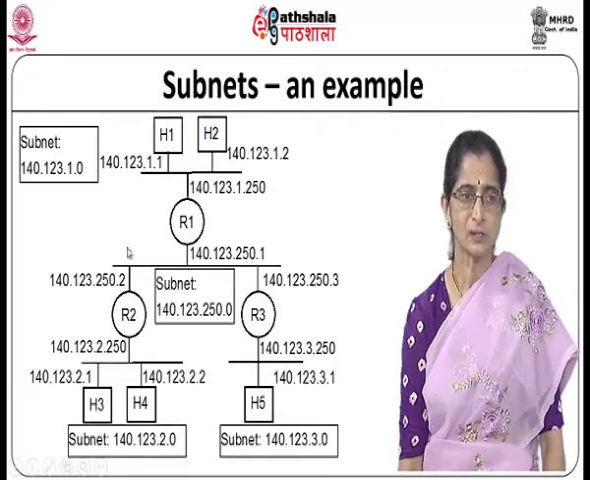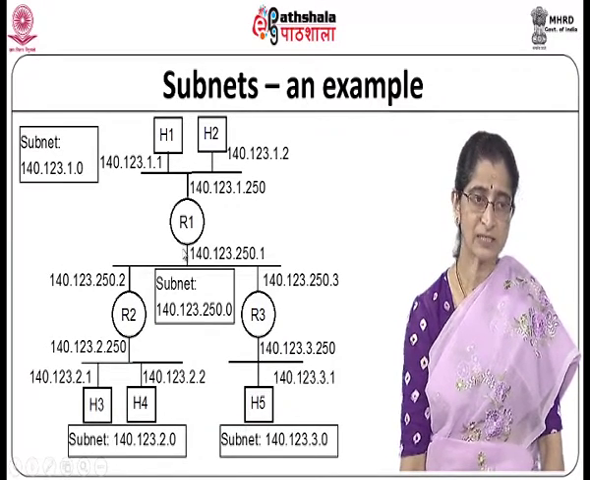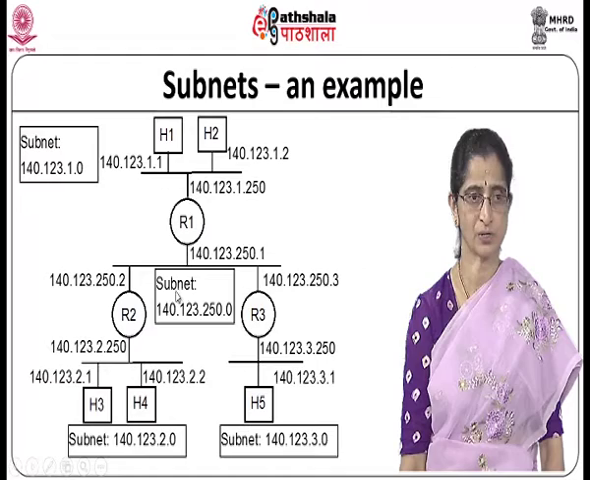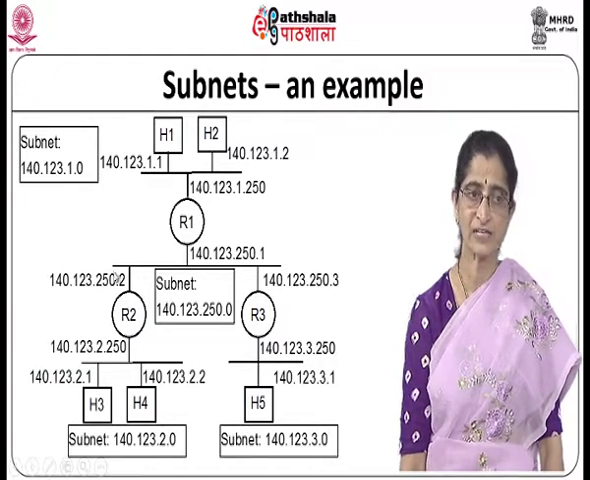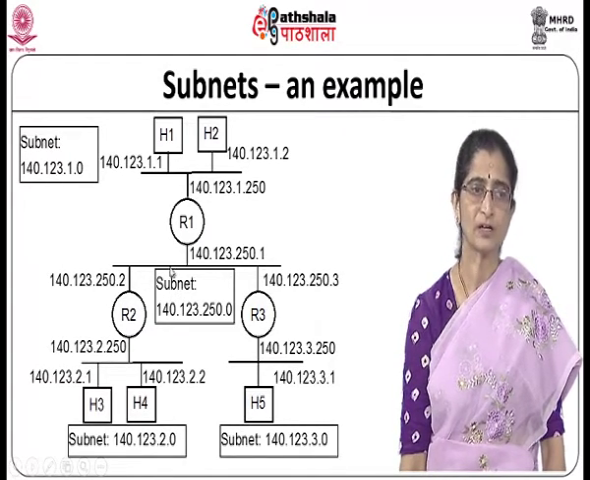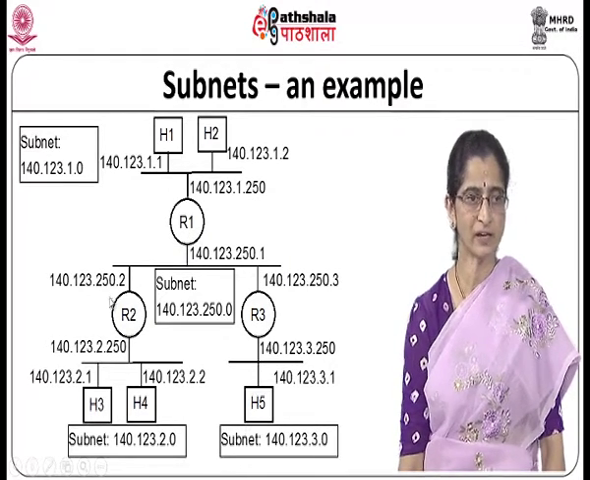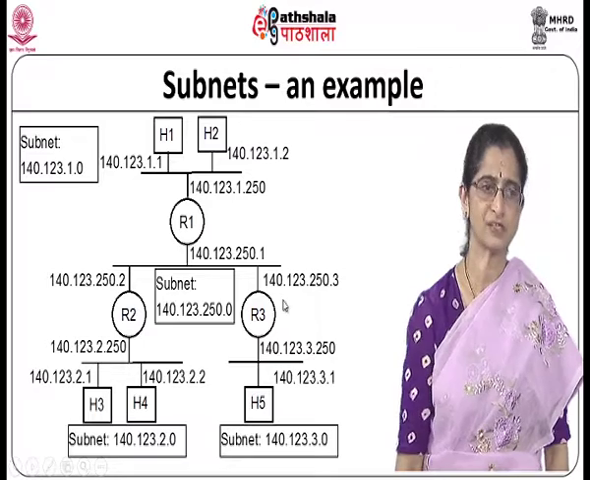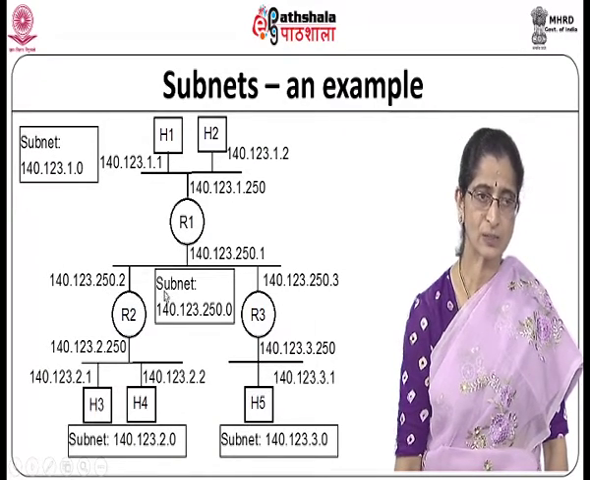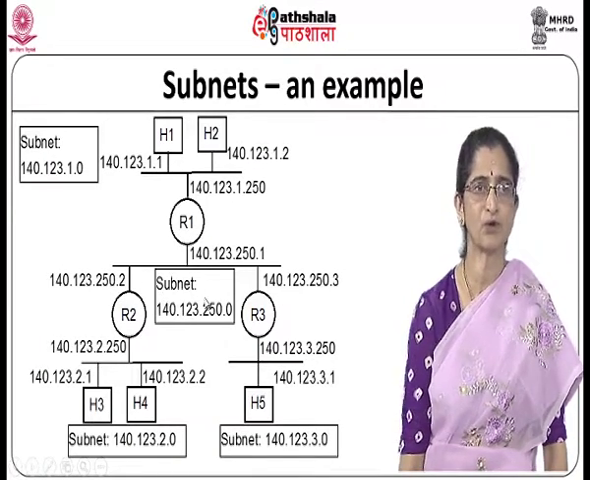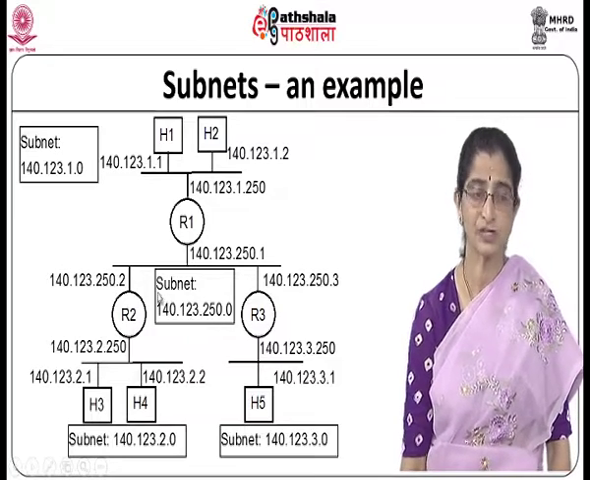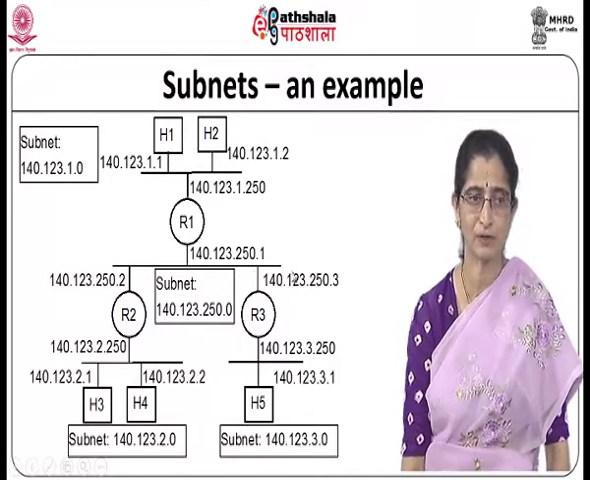140.123.1.0. So, similarly, if you look at this subnet here, you can see that R1 is connected to 2 other routers, R2 and R3, through its interface and through a particular network over here. Now, this network you can see has 3 interfaces, one connected to R1, one connected to R2 and another connected to R3. But if you look at the addresses, you can see that there is a common part there, which is 140.123.1.250. So that becomes the subnet address for this particular subnet.